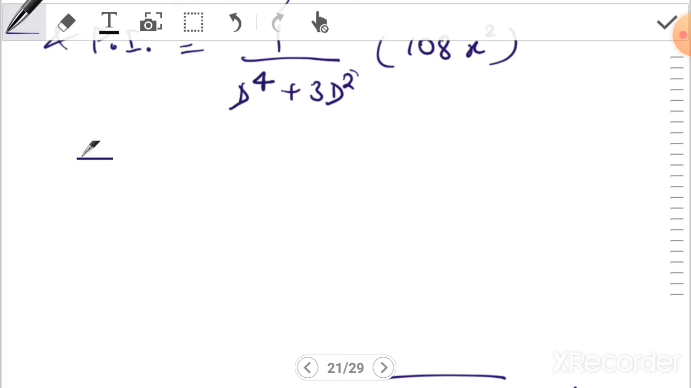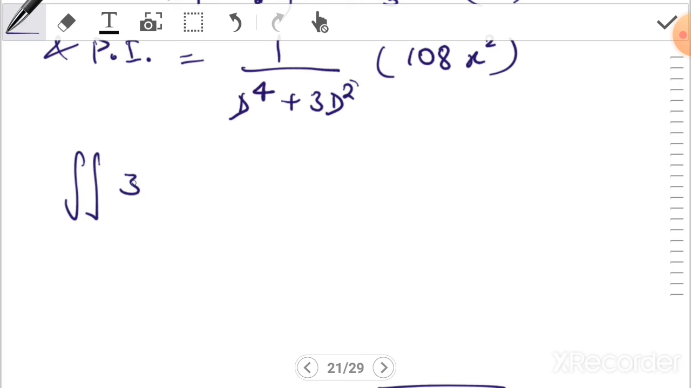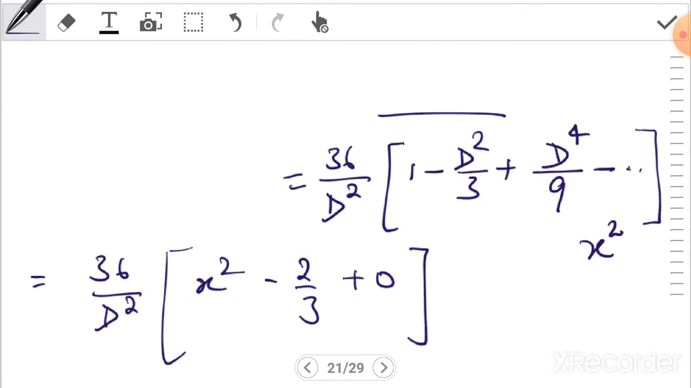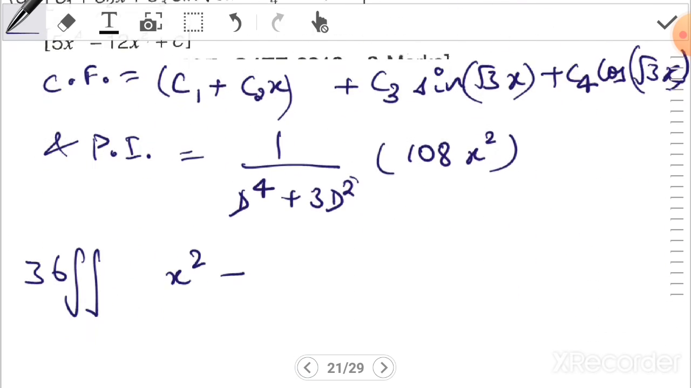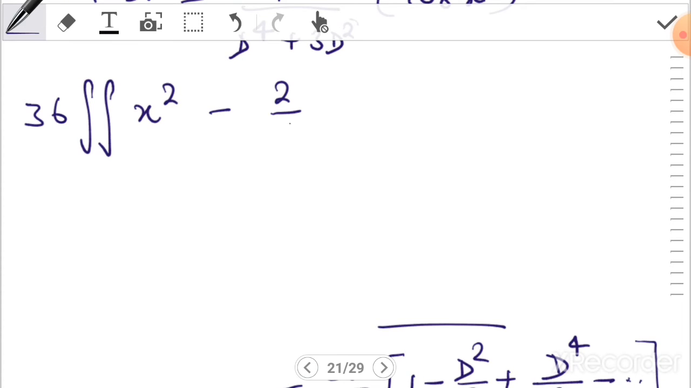Okay, so 1 by D square is the double integral of 36 (x square minus 2 by 3) dx dx. Let us take 36 outside, and 36 double integral of x square minus 2 by 3, dx and dx.